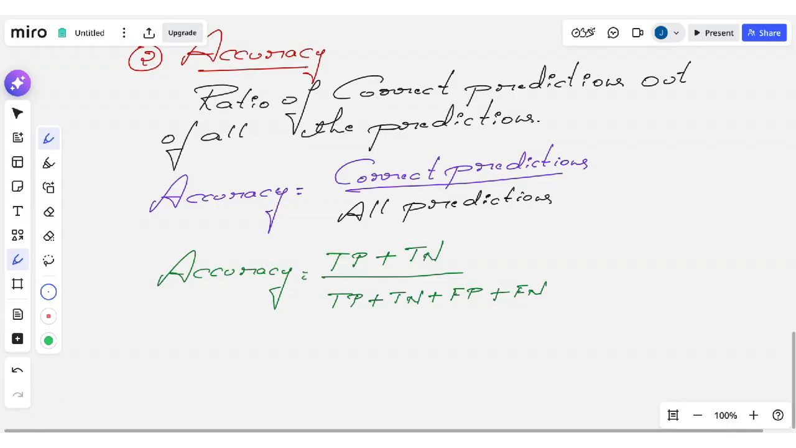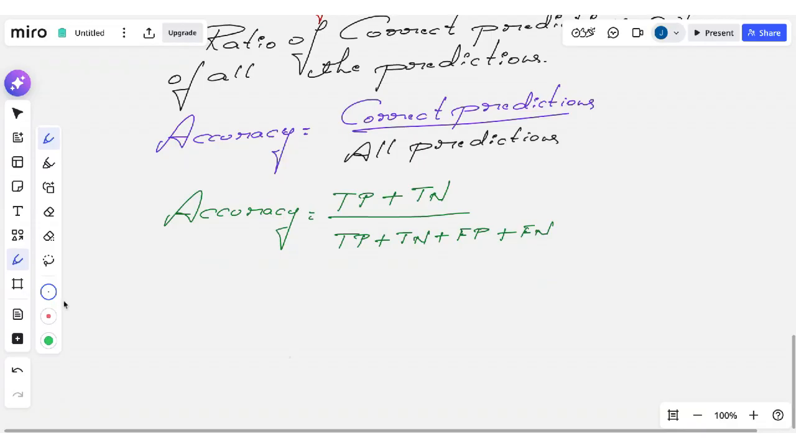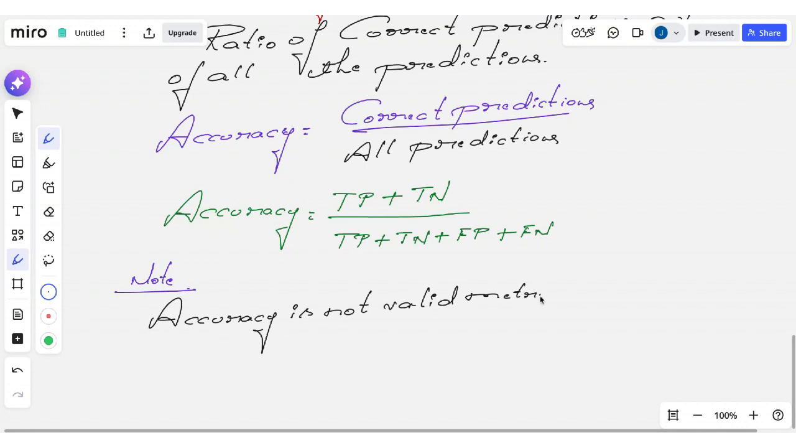And when accuracy is not valid, a very important thing. You should be a little cautious. Accuracy is not a valid metric when data is imbalanced. I had discussed balanced and imbalanced data in the last class.